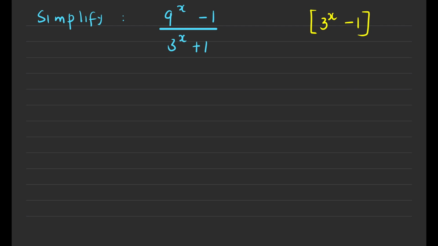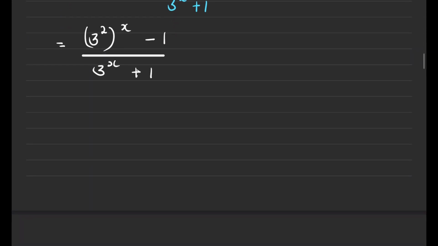Simplify 9 to the power x minus 1 divided by 3 to the power x plus 1. Okay, so that is supposed to be your final answer. Basically, guys, what you're going to do here, this 9 can be expressed as 3 squared. This is still 9 to the power x minus 1, divided by 3 to the power x plus 1. So we're going to do a little trick here, right? These are the type of things that you guys are supposed to identify.